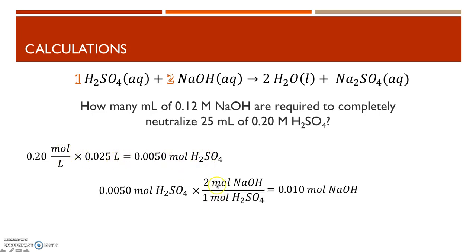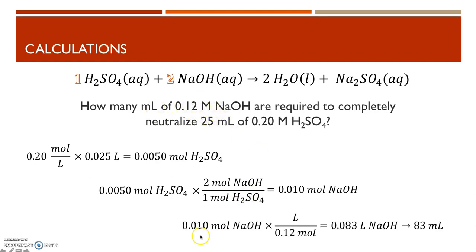And then I'm going to use my conversion factor from the balanced chemical equation, sodium hydroxide in the numerator, sulfuric acid in the denominator, to cancel that out. And I'll get moles of sodium hydroxide that are required. And now what I want to find, right, is how many milliliters, or what is the volume, but I'm given the molarity. So my moles divided by my molarity basically is going to give me my volume. And so that turns out to be 83 milliliters.